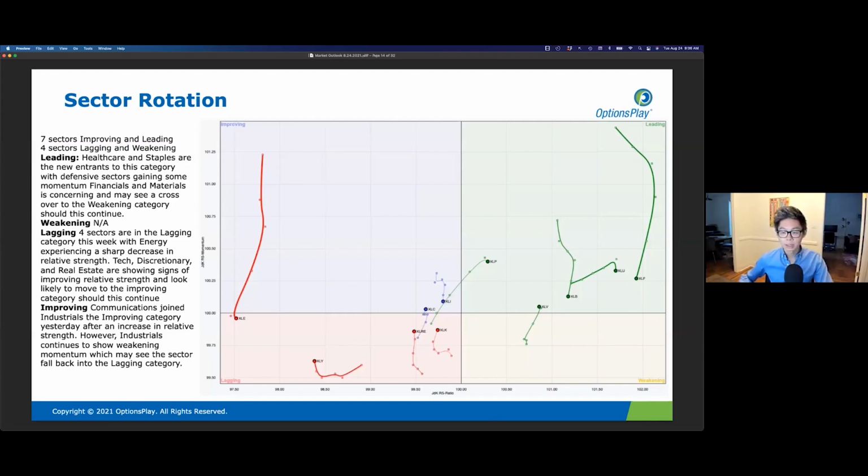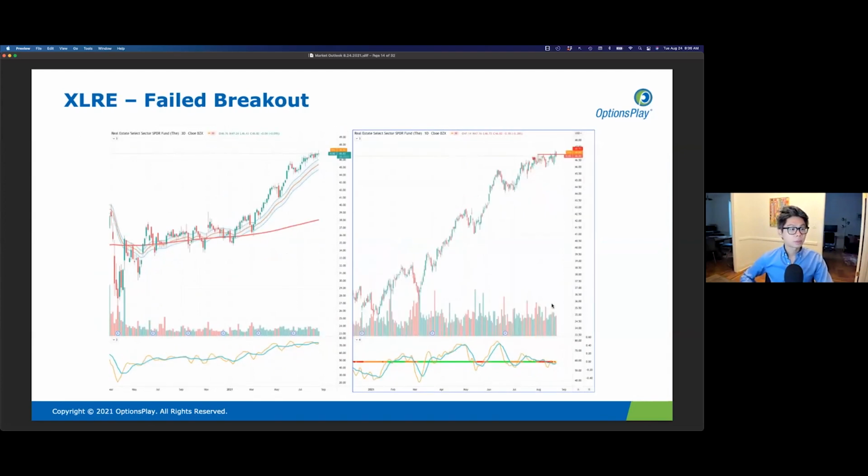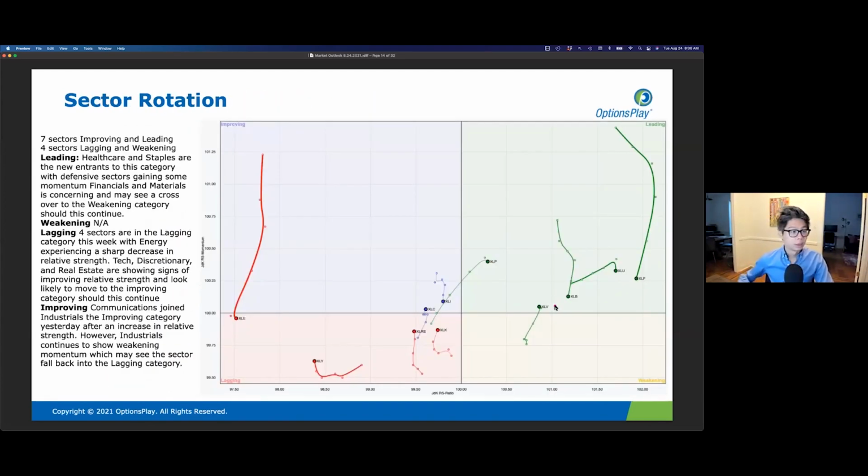And when you look at leading, what we have here is healthcare and staples. Staples, that's improving, and then you have healthcare down here. Both of them moving into the leading category recently and improving here. And then you have financials, utilities, and materials that are starting to lose some momentum here and moving towards perhaps the weakening categories. So staples and healthcare improving, materials, utilities, and financials lagging behind.